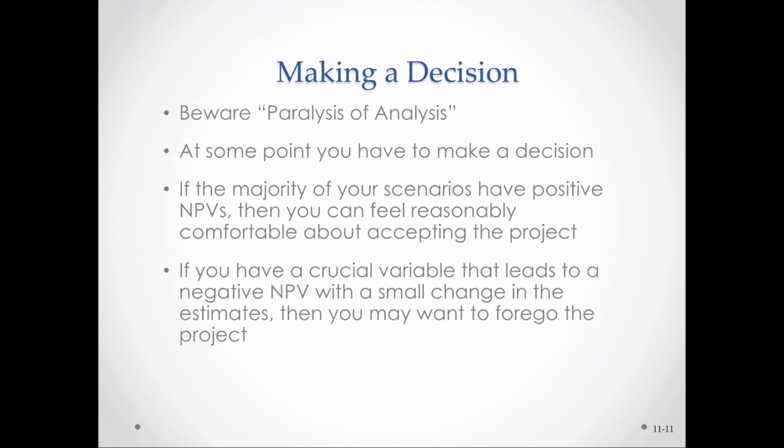If the majority of your scenarios have positive net present values, then you can feel reasonably comfortable about accepting the project. However, if you do have a crucial variable, such as in the previous example, the number of units sold, that leads to a negative net present value with only small changes in that estimate, then you may want to forego the project simply due to the fact that all of these projections are based on estimates, and if your net present value is going to change pretty largely for very small changes in a particular input, the possibility that that particular input may be that lower value and impact your net present value is high, so you may just want to forego that opportunity until you can find a better project.